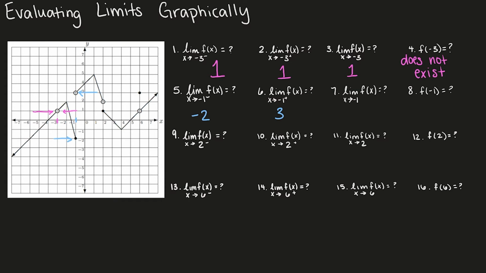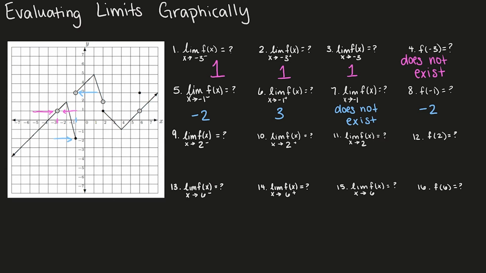Now, we want to find the limit of f of x as x approaches -1. Since our two limits from the left and the right are not equal, this limit does not exist. Now let's see if we can find the value of f of x at x equals -1. So f of -1 is going to be equal to -2 because we have a solid point at -2, which means that point exists. Let's look at our next set.